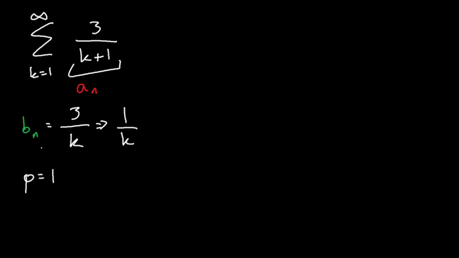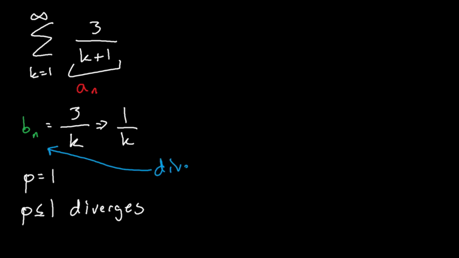And we determine, using the p-series test, that since p is equal to 1, we look at the conditions for p-series. If p is less than or equal to 1, then the series diverges. All right, so since p is equal to 1 in this case for b of n, this guy actually diverges. So b of n right here diverges. So since b of n diverges, our test results are inconclusive.